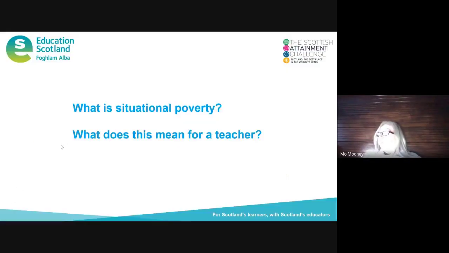So that's what we'll be looking at, is what is situational poverty, because there are so many different types of poverty out there, and they manifest themselves in quite specific ways for different types of poverty. And today we're going to look at particularly situational poverty, and I think there'll be a rise in that as lockdown ends and we get the real impact of COVID, unfortunately. So the next slide, please.